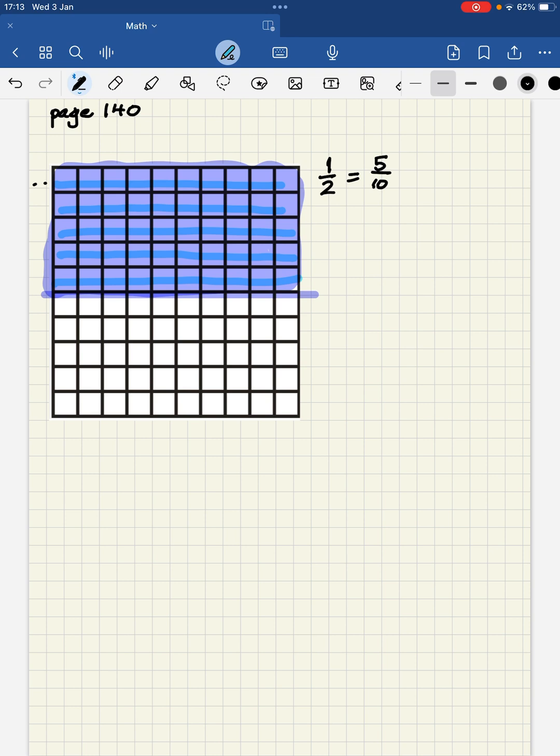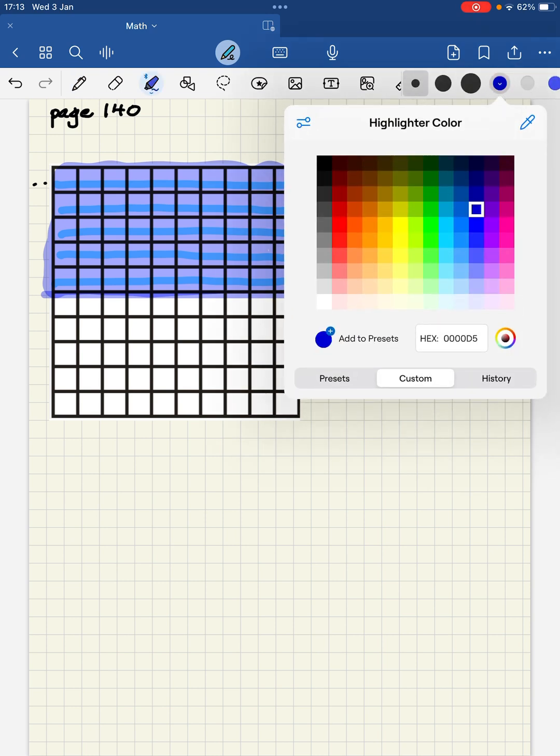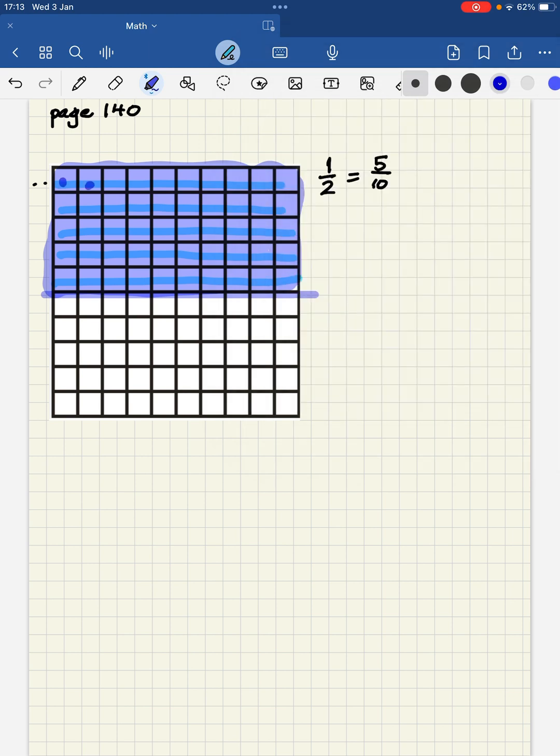Well, I'll use a different color to represent our hundredths. So we've got 1, 2, 3, 4, 5, 6, 7, 8, 9, 10, 20, 30, 40, 50. So it would be equivalent, and those would be all, if I were counting each and every one of them, but we don't have to do that. So that would also be equivalent to 50 hundredths.